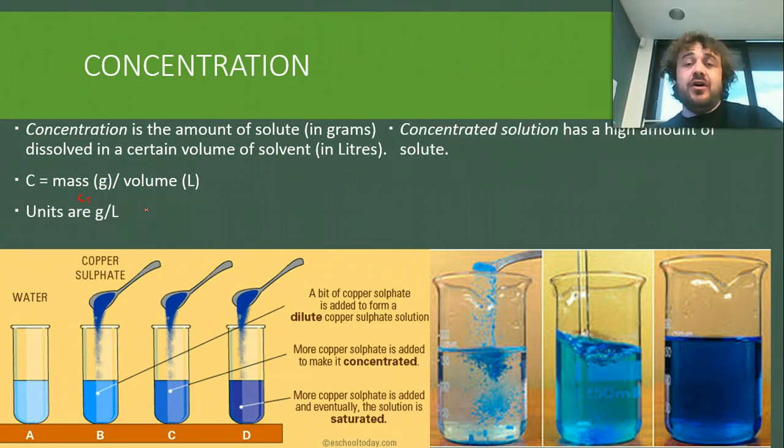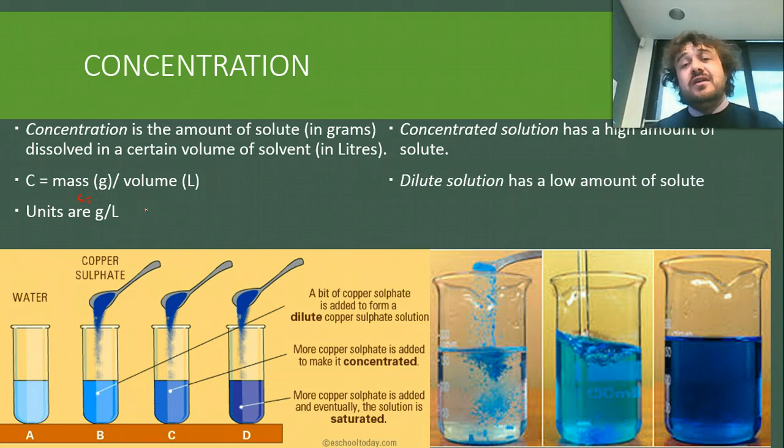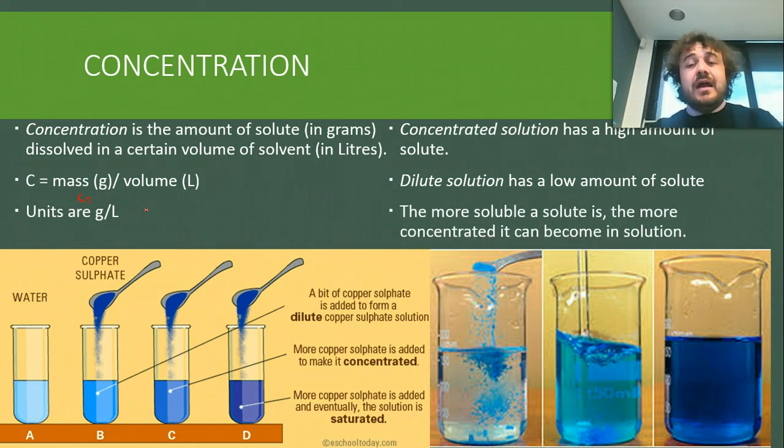Alright, now a concentrated solution has a high amount of solute. A dilute solution has a low amount of solute. And they're comparative terms, so you get two solutions of the same thing and you compare the concentration. Now, the more soluble a solute is, so if you've got something that you can dissolve a lot of, you can get a more concentrated solution. Alright, now, when you have the absolute maximum concentration you can have at a certain temperature, that one is a saturated solution. I don't know why that was so hard to remember, but it was.